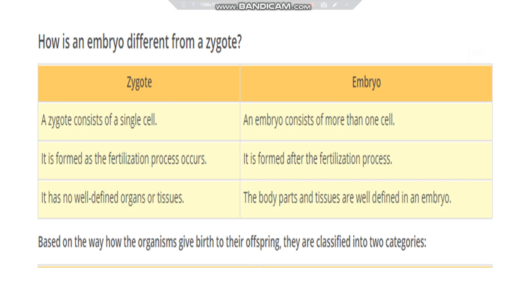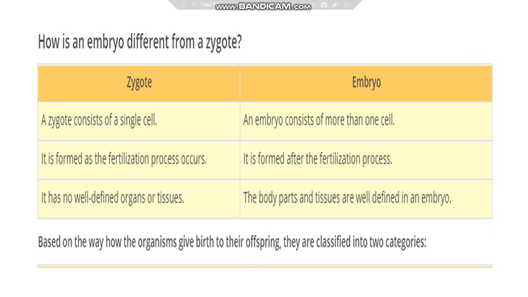How is an embryo different from a zygote? A zygote consists of a single cell, whereas an embryo consists of more than one cell. The zygote is formed as the fertilization process occurs. The embryo is formed after the fertilization process. And a zygote has no well-defined organs or tissues, whereas in an embryo, the body parts and tissues are well defined.